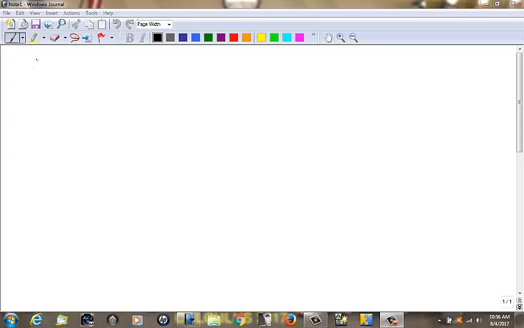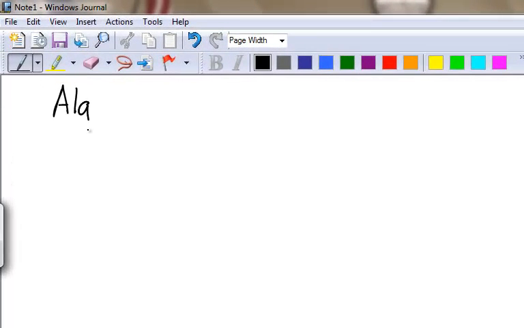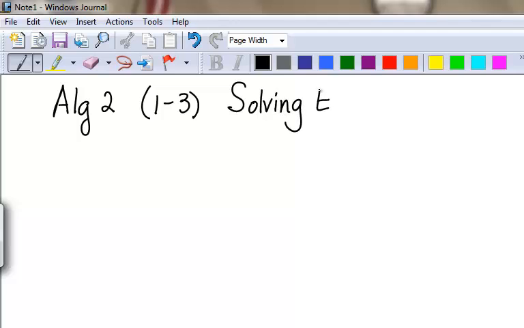Okay, today we're going to look at section 1.3 on solving equations.